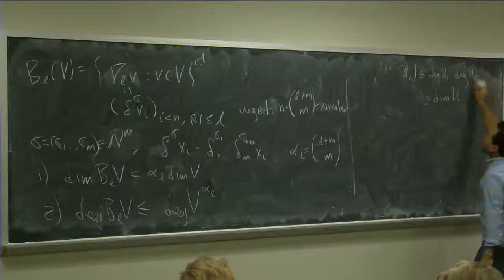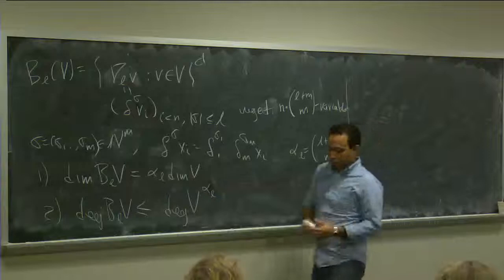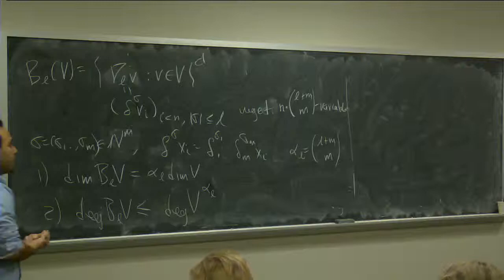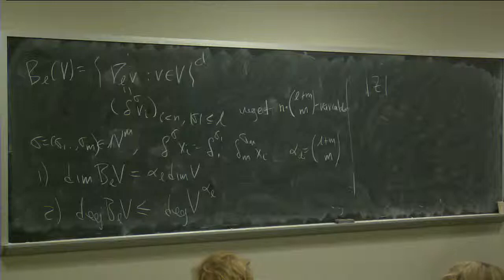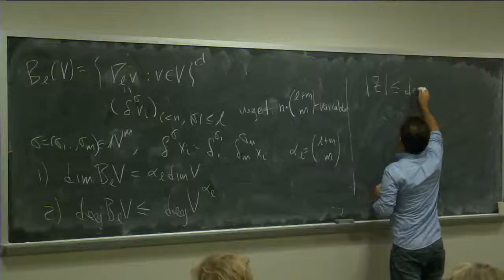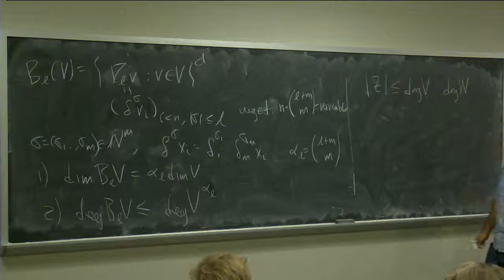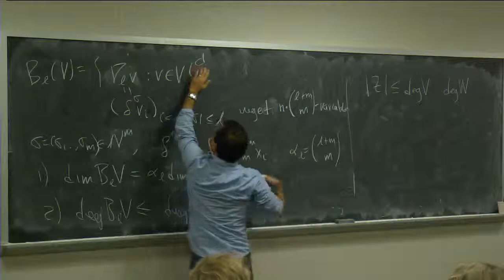Before moving on, I'm going to remind the people who weren't here about what happens in the ordinary case. Remember, I'm assuming this set is finite, the set of solutions to this first order differential equation, and it is bounded. So the BL V is the Zariski closure of this differential variety.